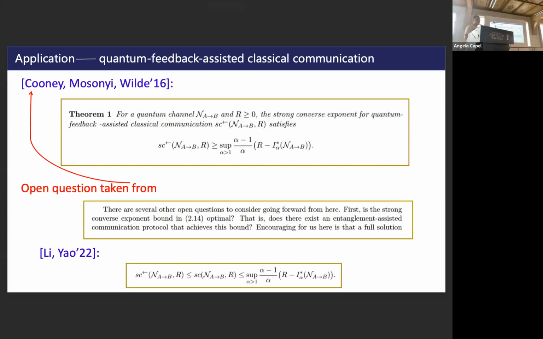Cooney, Mosonyi, and Wilde have provided a lower bound for the strong converse exponent with quantum feedback. In their paper, they asked whether this lower bound is also optimal. Our work can answer this question, because by definition, the strong converse exponent with quantum feedback must be less than the strong converse exponent without feedback. So our derived upper bound is also an upper bound for the strong converse exponent with quantum feedback, and this upper bound matches the above lower bound. So we answer their open question affirmatively.